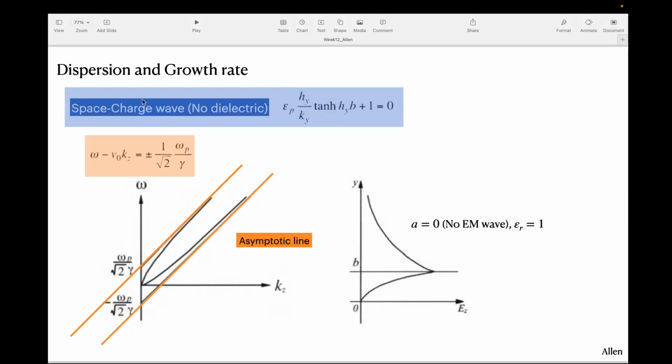And the next one is the space charge wave, which has no dielectric. So in this visualized field, we can see that there's no A, there's just B here because A equals to 0. And epsilon r equals to 1 because there is no dielectric, so relative permittivity equals to 1. And it degrades to this form, which corresponds to this picture. And you can see that they're both bounded by the two curves with the same slope of V0, which is the drift velocity of the electron, with some different offsets.